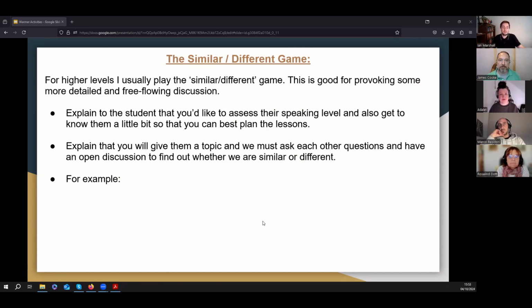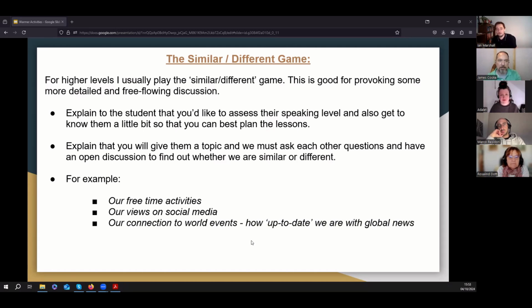And then the prompts would be things like our free time activities, our views on social media, our connection to world events, our work-life balance, our attitudes to relaxation. And this would allow me and the student to ask a wide range of questions and have a very free-flowing conversation. At the end of it, we can say, okay, we're quite similar, we're quite different, whatever. It works really well if you add a role play to it and you assign the student a role, and you say, well, you're a 16-year-old kid from America or something. What would you say to these things? Or you're a 75-year-old English man or whatever.